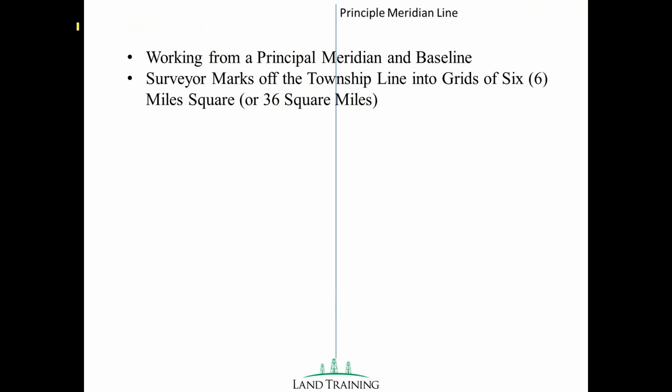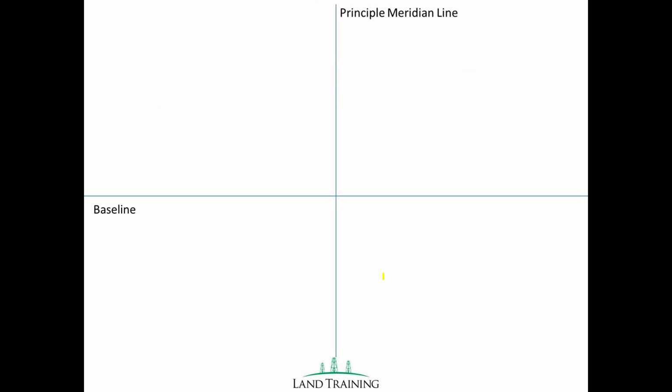So then what they did was, once they had their meridian set up, they then followed the language of the Act. And the Act said, working from a principal meridian and baseline, the surveyor marks off the township line into grids of 6 miles square, or 36 square miles. So this is the principal meridian line. So then a baseline was created. So now we have the principal meridian line and the baseline. This is also known as the township line, and this is also known as the range line. So principal meridian or our township.